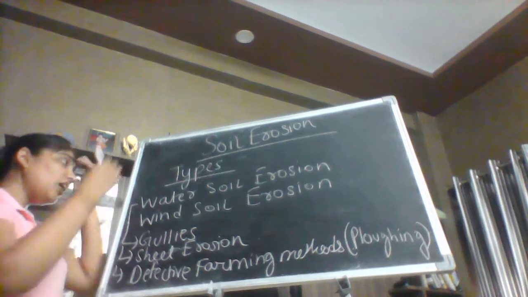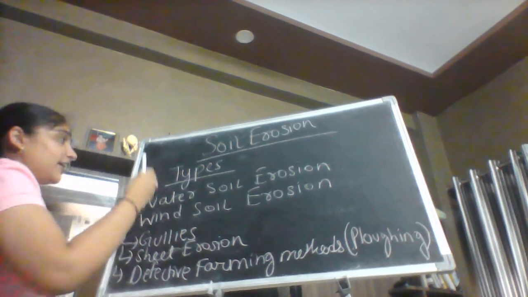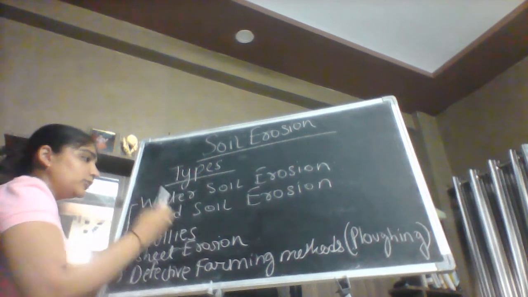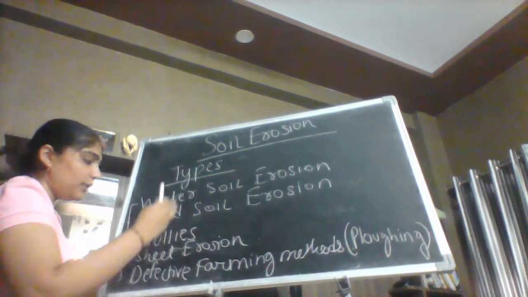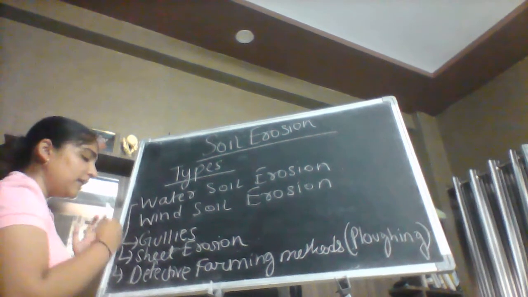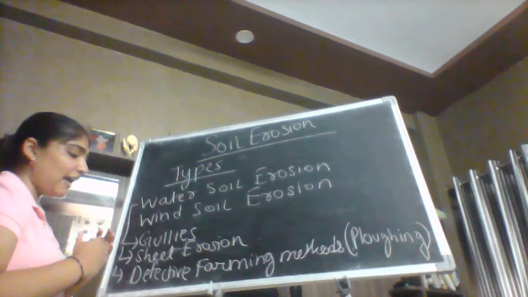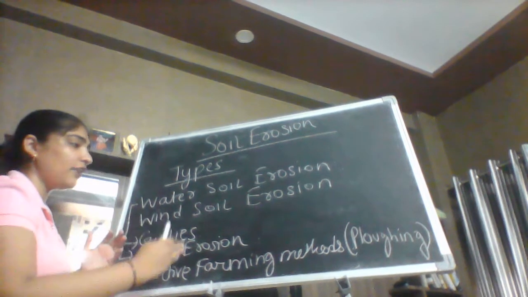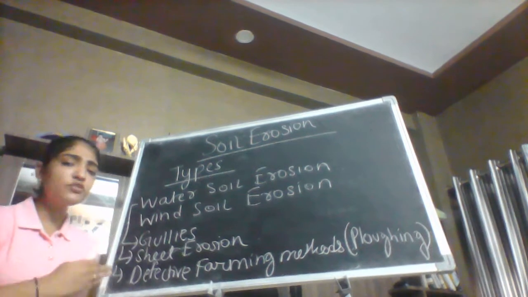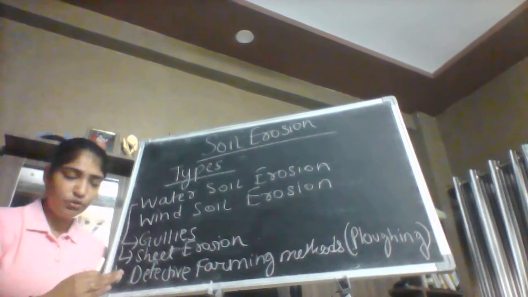I have discussed that there are two types of soil erosion. The one is the water soil erosion and the other is the wind soil erosion. In the water soil erosion, I have discussed gullies, sheet erosion, and I have to discuss the defective farming methods. In this video, I will also discuss the wind soil erosion. It is a very minute topic.